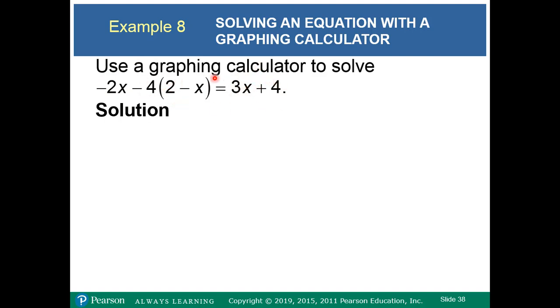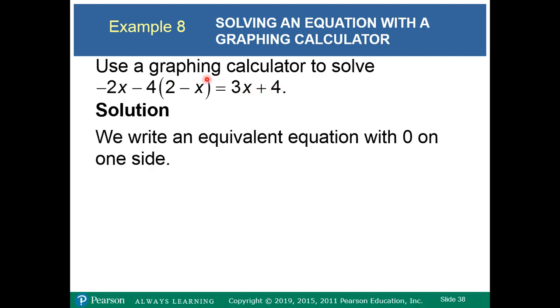And so we can graph both of these on the calculator at the same time. And then what does the equal sign mean? When are these two functions going to be equal? When they intersect. So we can visually look for that by finding where these two functions, f of x and g of x, intersect.